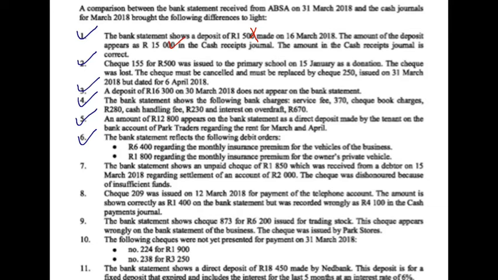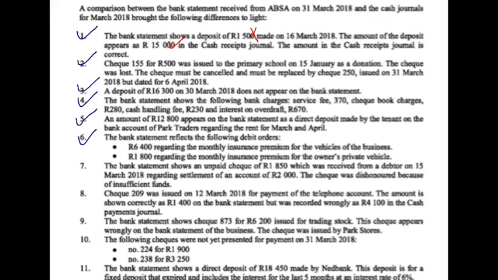Number 7, the bank statement shows an unpaid check of 1,850, which was received from a debtor on the 15th of March regarding settlement of the account of 2,000. The check was dishonored because of insufficient funds. So it's outstanding in my books, and I want to add it, but which amount do I use, the 1,850 or the 2,000? You always ask yourself, what is the amount that entered through my bank? The check amount is the amount that I would have put through as my bank amount. So therefore, I only pay attention to the 1,850.